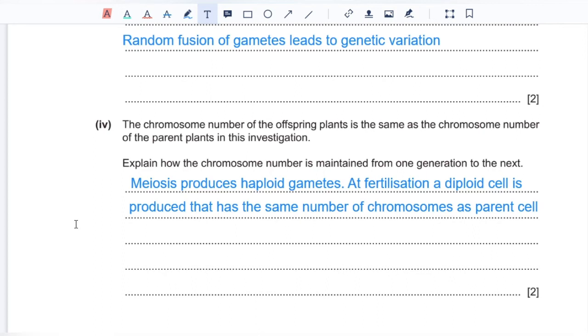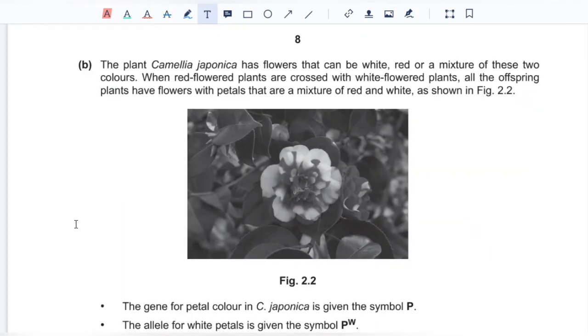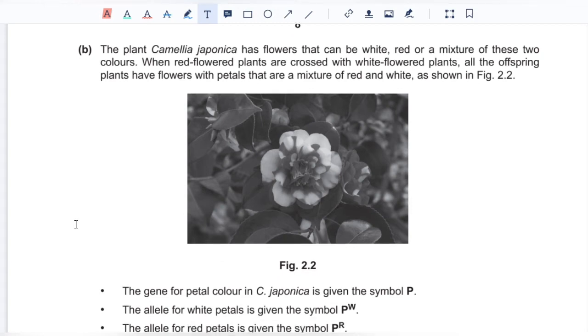B. The plant Camellia japonica has flowers that can be white, red, or a mixture of these two colors. When red flowered plants are crossed with white flowered plants, all the offspring have flowers with petals that are a mixture of red and white, as shown in figure 2.2. So when an offspring plant has the phenotype of both of the parents, or an individual with a heterozygous genotype expresses the phenotype of both of the genes, this is called codominance.